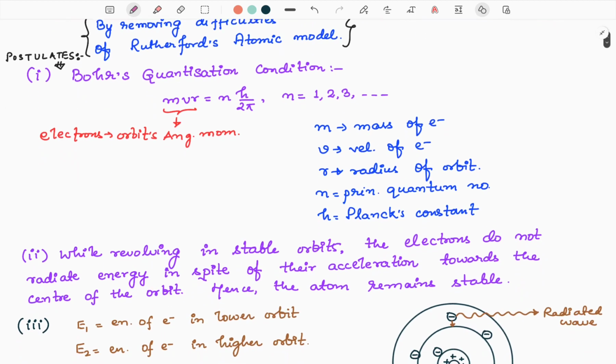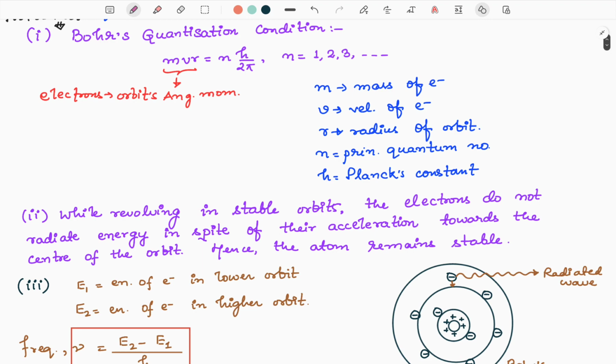The second postulate is that while revolving in a stable orbit, the electrons do not radiate energy in spite of their acceleration toward the center of the orbit, and hence the atom remains stable. This postulate actually removed the basic difficulty of the Rutherford model, which was unable to explain the stability of the atom. So while revolving in a stable orbit, the electron will not lose its energy.